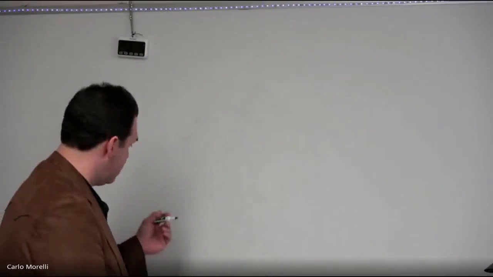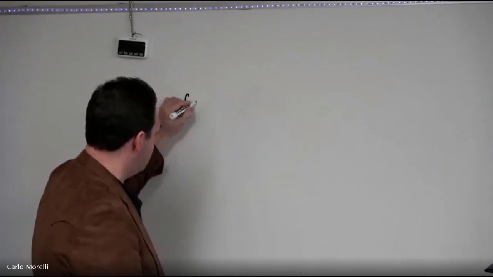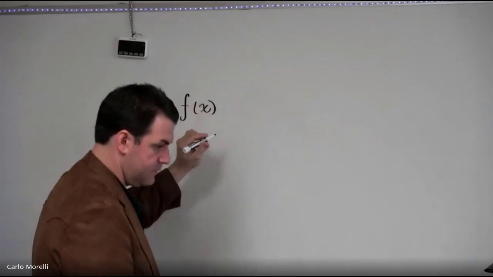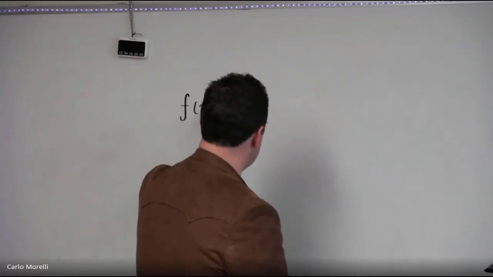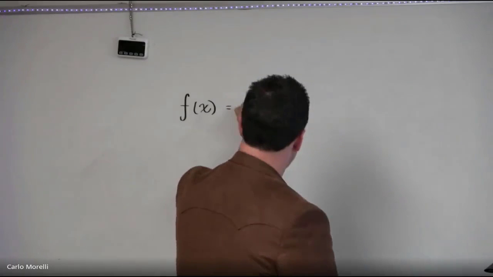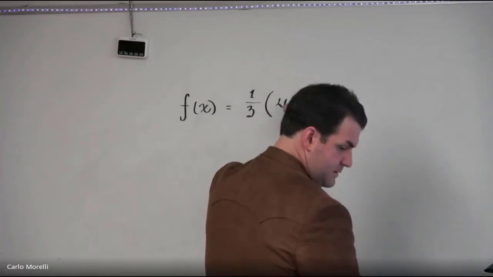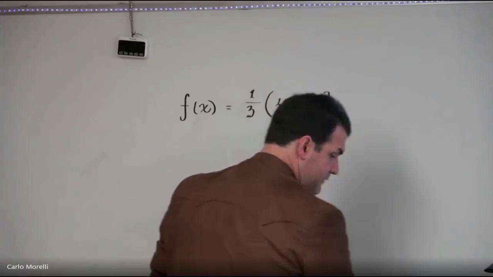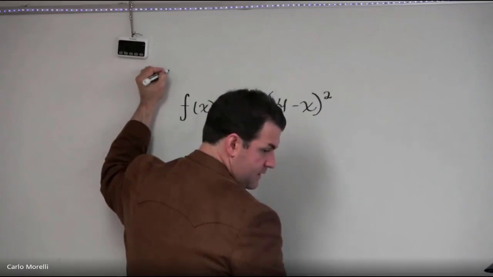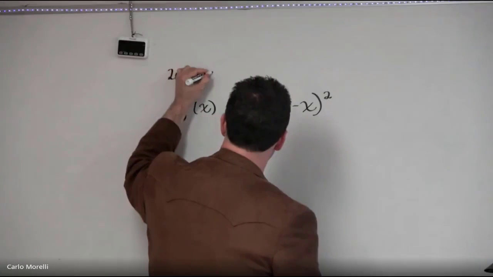So we're learning to evaluate functions, and here's a function. We're given f of x equals 1/3 times (4 minus x) squared. And for reference, this is number 20 from the 2018 released STAAR test.